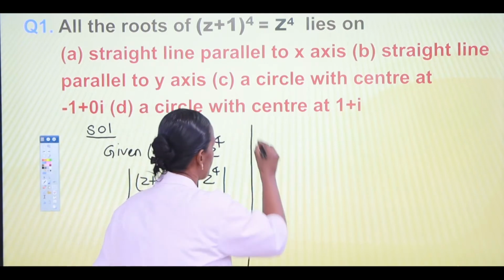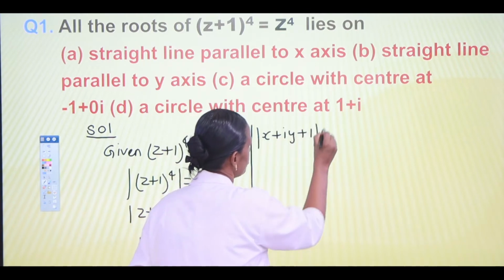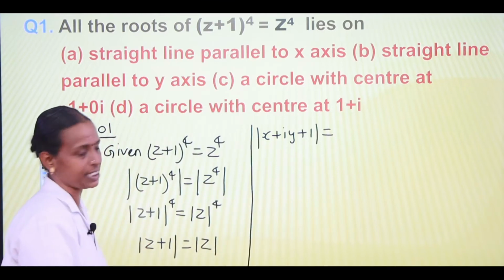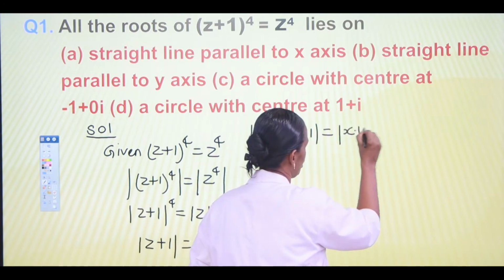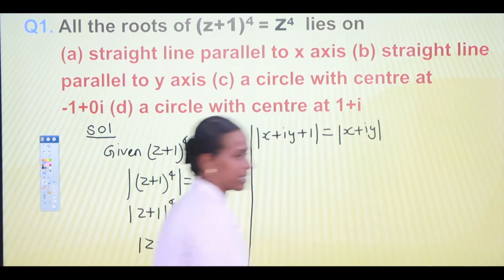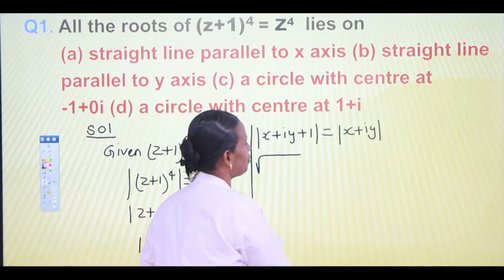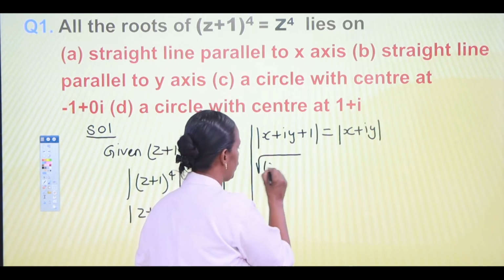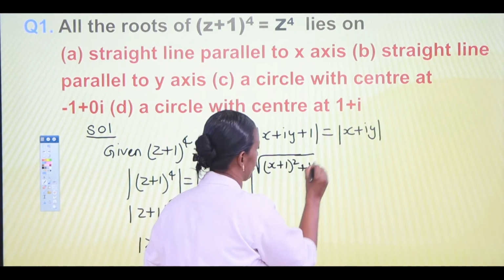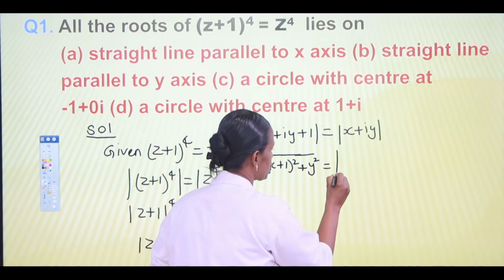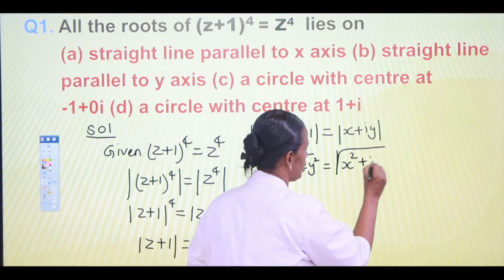So modulus of x plus iy plus 1, because z is nothing but x plus iy, as it is, equals modulus of z, which is x plus iy. You know very well how to find the modulus of a complex number: square root of real part square plus imaginary part square. So the real part here is x plus 1, so square root of (x plus 1) the whole square plus imaginary part y square, which is equal to square root of real part x square plus imaginary part y square.